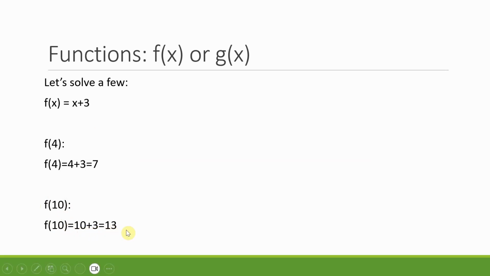So that's all there really is to functions in their basic form. Now again, it's not always going to be f. This could be any other variable. f and g are the most common that you're going to see in an ACT though.